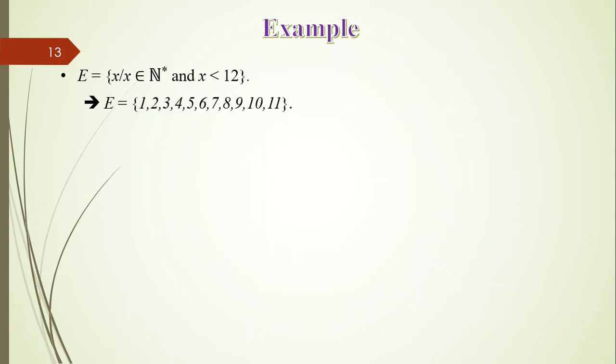So here 0 is not an element and 12 is not an element of the set E. So the elements are 1, 2, 3, 4, 5, 6, 7, 8, 9, 10, 11.